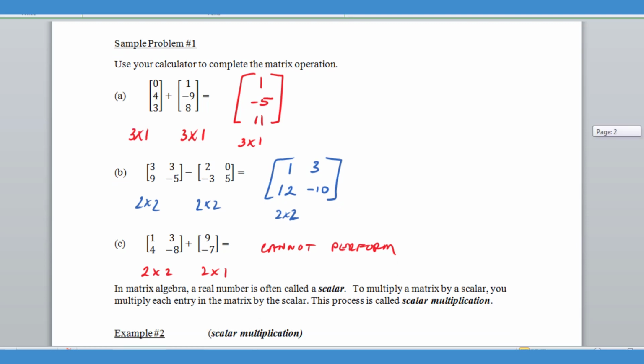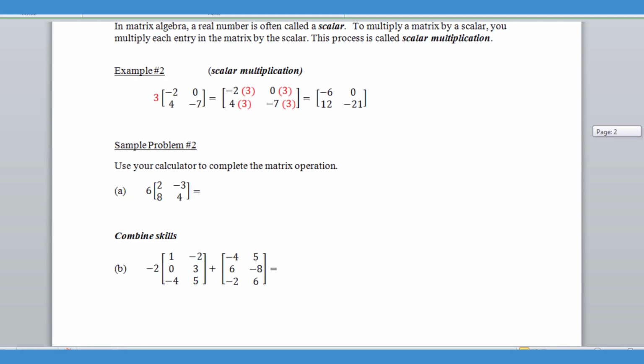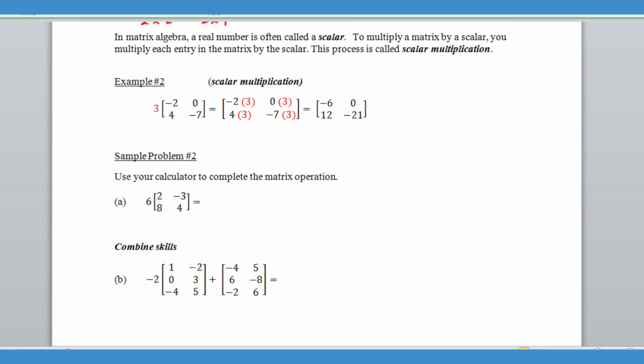Let's look at one more type of operation here. This next operation is called scalar multiplication, and the reason we call it scalar multiplication is because the scalar is really kind of like just a multiple. We're not multiplying 2 separate matrices at this point. We're really just multiplying one singular number times an entire matrix.